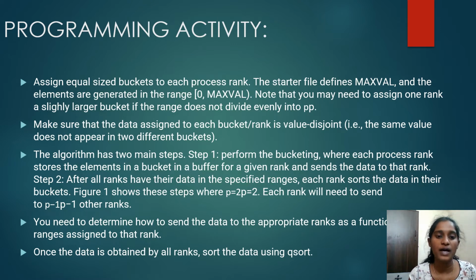The algorithm has two main steps. Step 1, perform the bucketing, where each process rank stores the elements in a bucket in a buffer for a given rank and sends the data to that rank. Step 2, after all ranks have their data in the specified ranges, each rank sorts the data in that bucket. Figure 1 shows these steps where p is equal to 2.